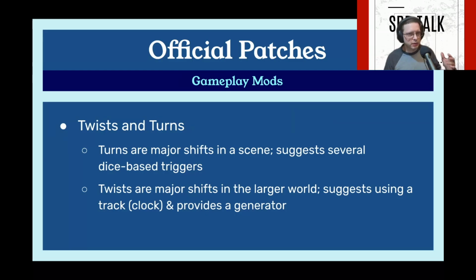These are the ones we're going to go into more detail on. And these official patches are primarily attempting to describe things that already exist and have been created. So that's why these are more fleshed out actual mechanics. So the first one that is described in the manual is twists and turns. Turns being a major shift in a particular scene. It suggests that there are potentially several dice based triggers that you might want to have.